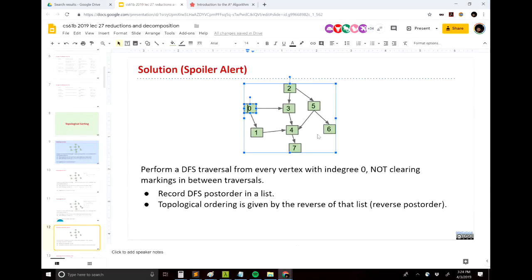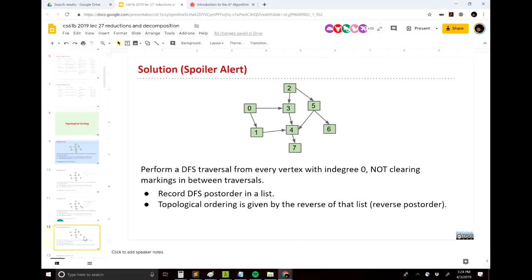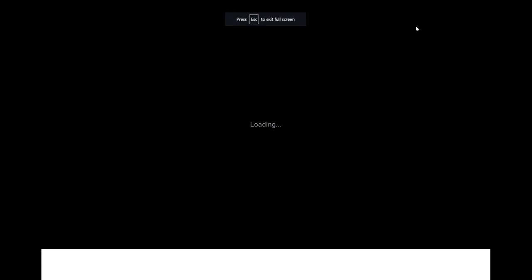I'm going to show an example, like a demo. And as I do it, I'm going to write down the DFS post order. That is the order in which I return. And I'll talk about the intuition for how this works. And then the topological ordering will be given by the reverse of the post order. Okay? It's simpler than those words made it sound. And so let's check it out.